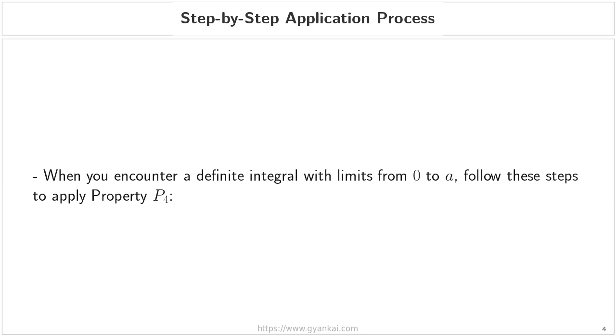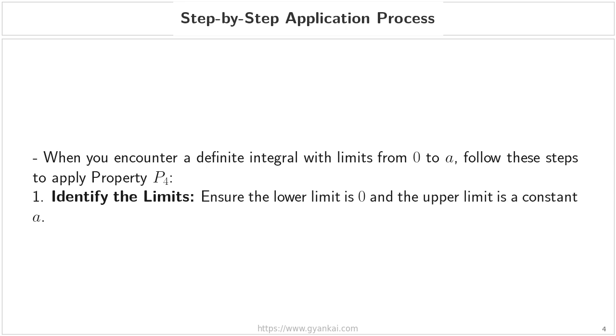Okay, so now that we've established what the reflection property for the interval from 0 to a is, that is, property P4, let's talk about how to actually use it. This slide outlines a step-by-step process. First, identify the limits. This might seem obvious, but it's crucial. We need to make absolutely sure that our definite integral has a lower limit of 0 and an upper limit of some constant, which we're calling a. Remember, this property specifically applies when you're integrating from 0 to a. If your limits are different, we'll need to use a more general approach, as we discussed briefly earlier.